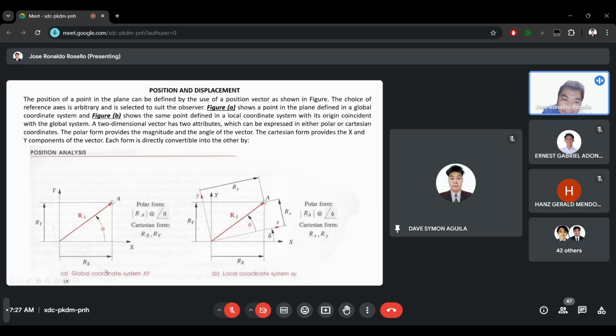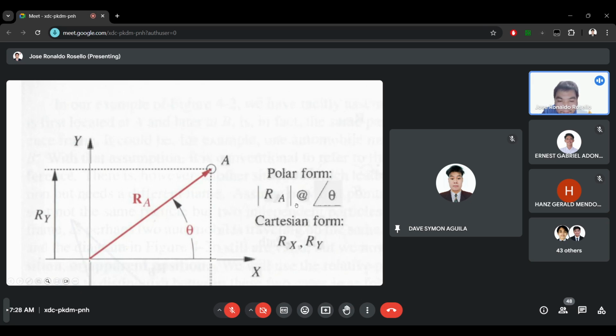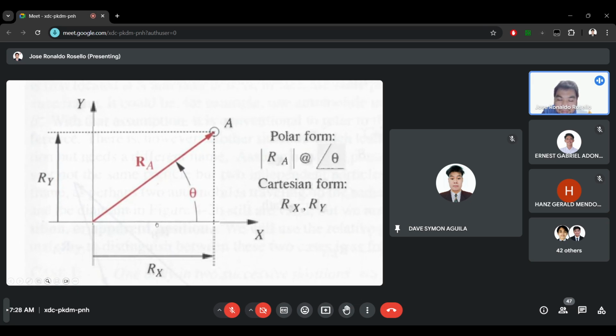So we will use the coordinate system. We can use a global coordinate system, which means that globally, it is known that the x-axis and the y-axis are the horizontal and vertical lines. We can describe the vector using this global coordinate system in polar form or Cartesian form. Polar form is stating the magnitude of the vector and the angle of inclination with respect to an axis. So for this example, we have a magnitude of RA and its angle of inclination is with reference to the x-axis.